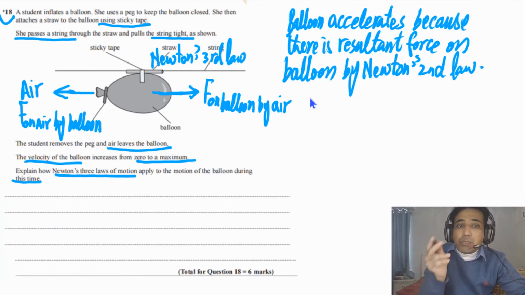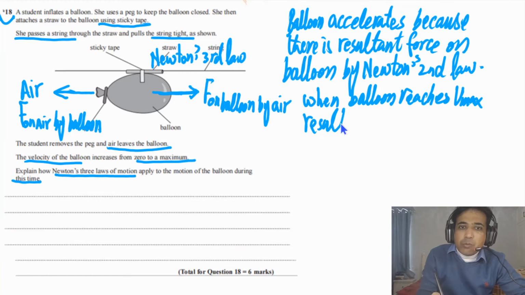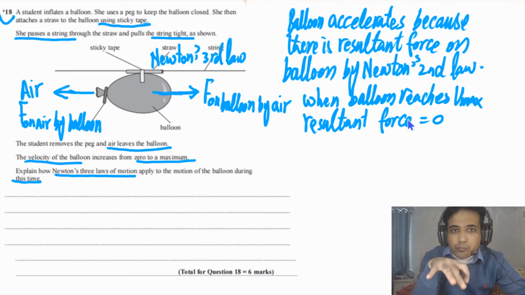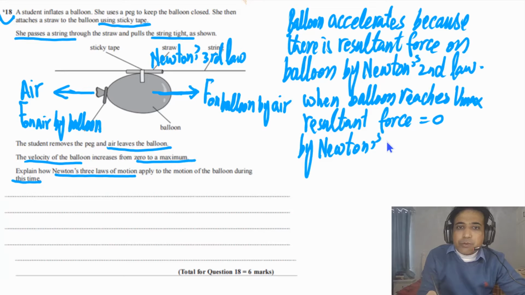And this balloon will reach a maximum value. It is given to us, it reaches a maximum value. When the balloon reaches V max, the resultant force on the balloon will be 0, because in this case force on balloon by air will be equal to the resistive forces. So by Newton's first law, resultant force will be equal to 0.